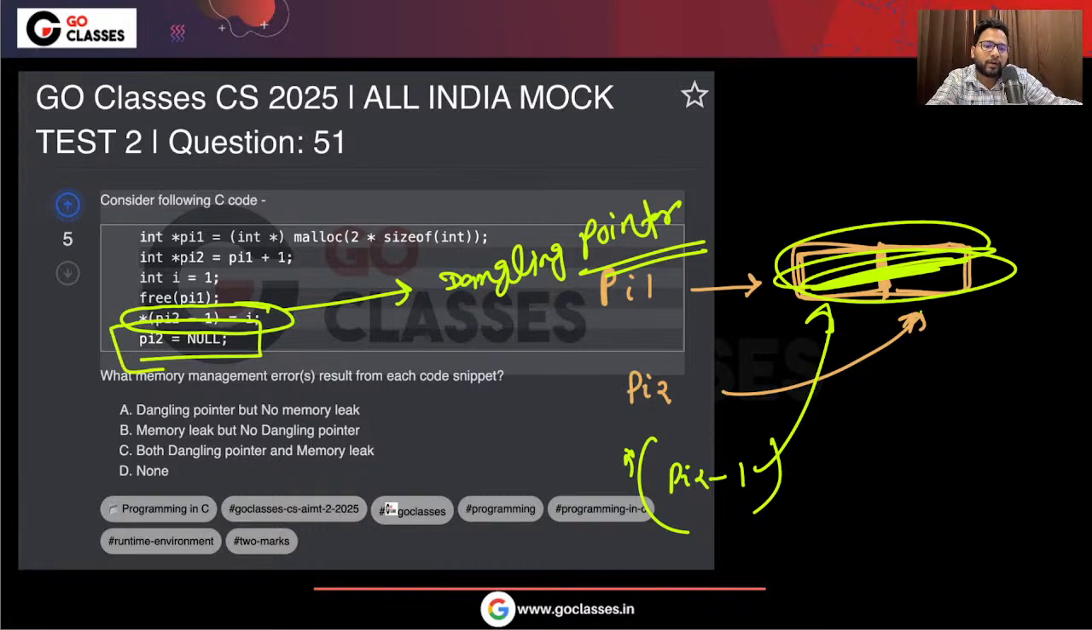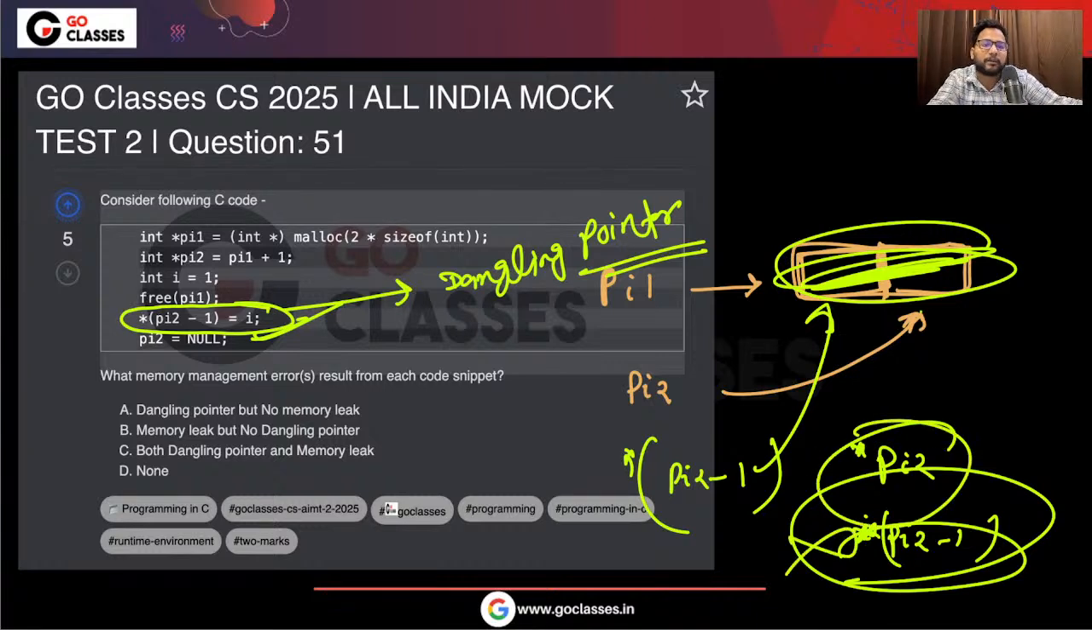So pi2 equal to null means what? Actually, it doesn't really matter whether pi2 is null or not, but this is a dangerous thing. You can neither dereference pi2 directly, nor dereference pi2 minus 1 or something like this, because this memory is completely freed up. So that's why it is a dangling pointer, but there is no memory leak because it has already been freed up, right? Okay, great.